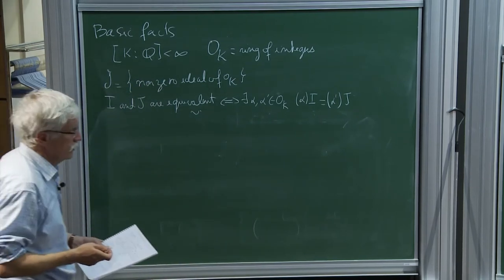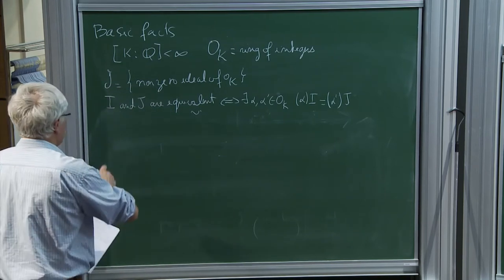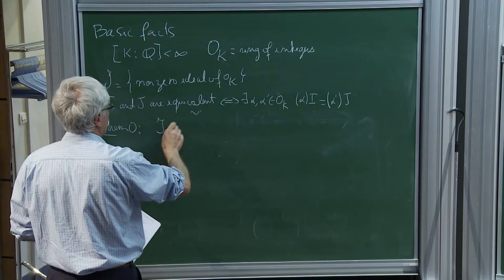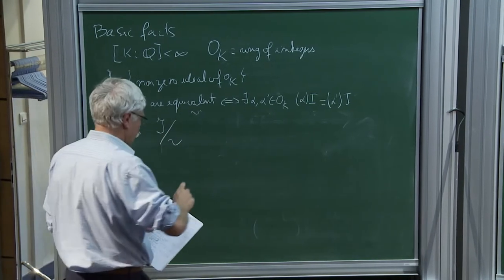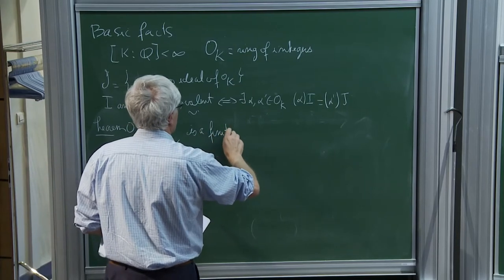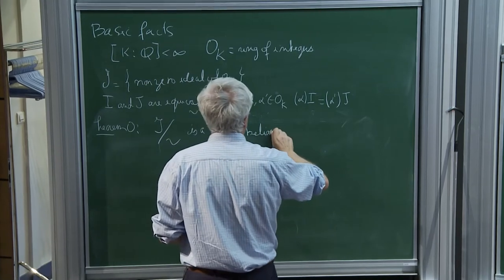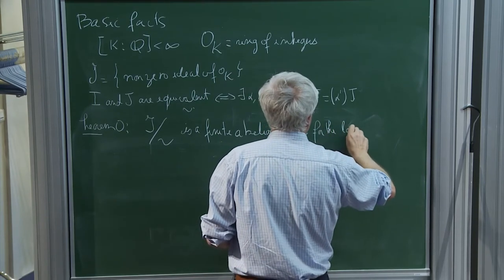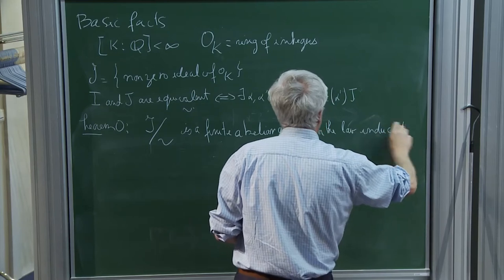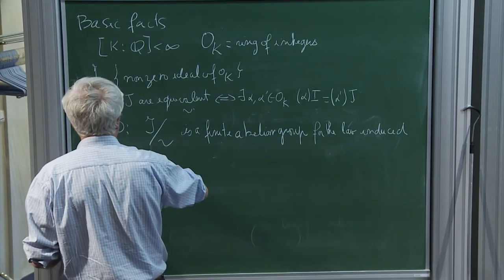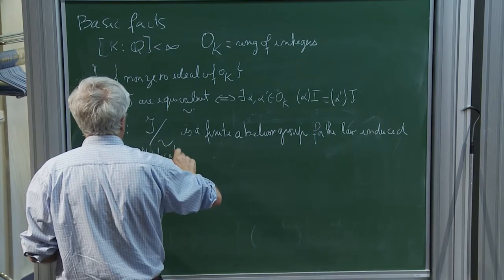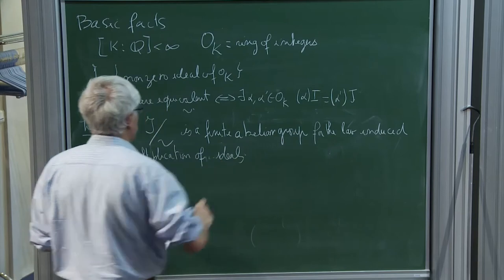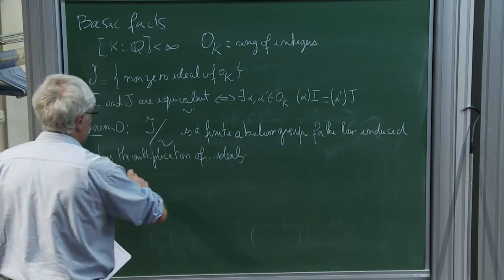And what is very surprising is that you will consider the class group. And this is theorem zero, which is that this set with this relation is a finite abelian group for the law induced by the multiplication, the composition, I don't know, the multiplication of ideals. So, very classical. And what we get is what I call Cl_K.